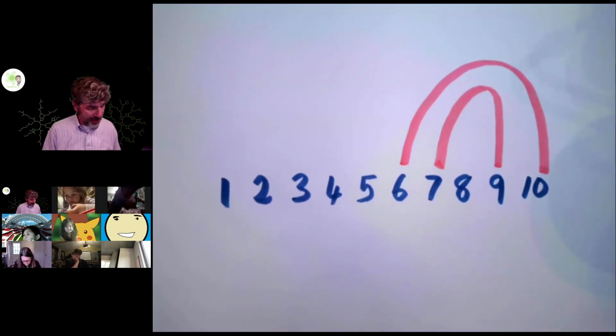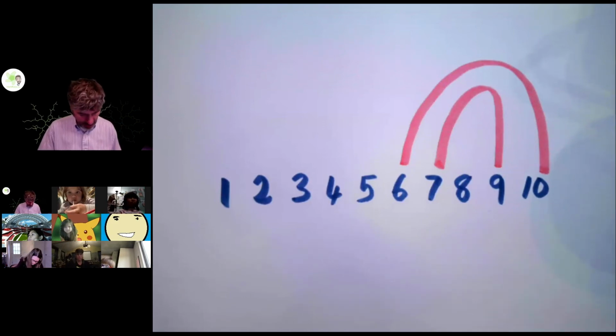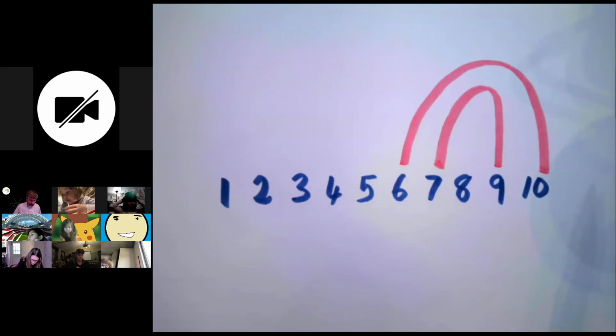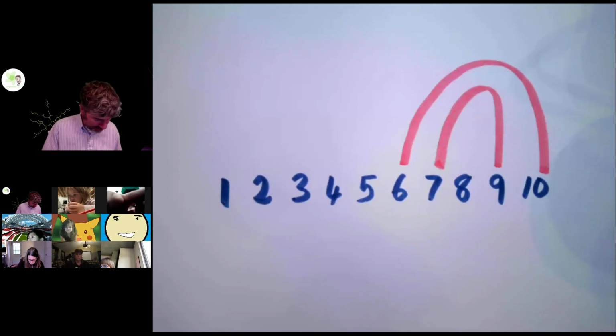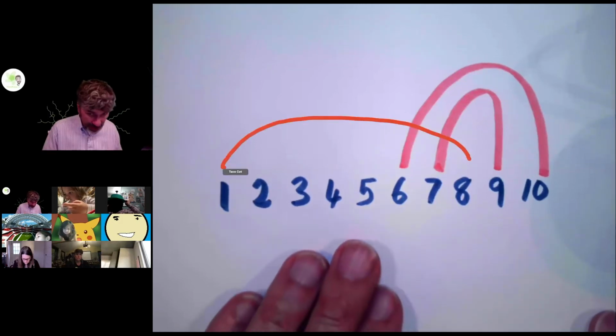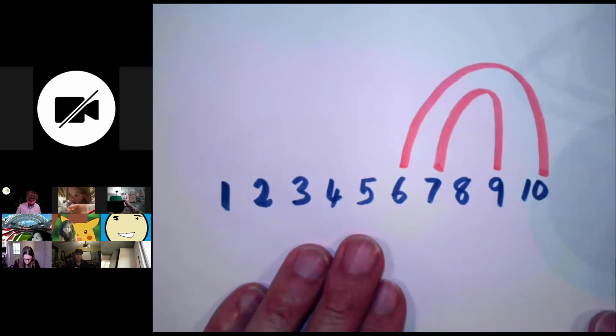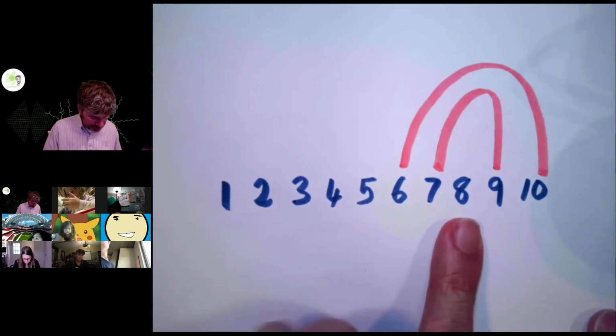Let's see. Ruta, any ideas how to go from here? Instead of just choosing a number, are there any numbers that only have one thing that they can go to? 8, I think. Sorry, I missed that, Ruta. I think 8 can only go one way. Only to 1? Yeah.